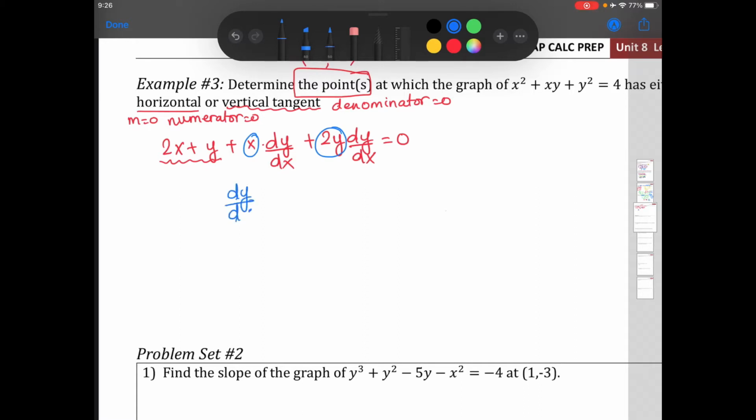I factored out the dy over dx, and I'm left with x plus 2y, and I move the 2x minus y onto the other side. Divide by x plus 2y, I'm left with negative 2x minus y over x plus 2y. You cannot really cancel here, please. You can cancel the 2 only if it's a factor; you cannot cancel anything over addition or subtraction.